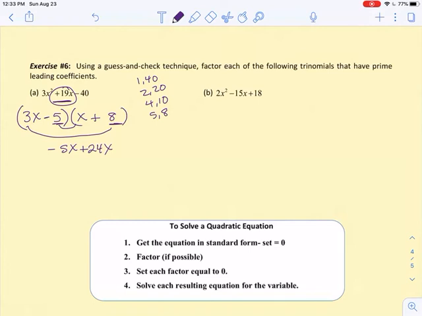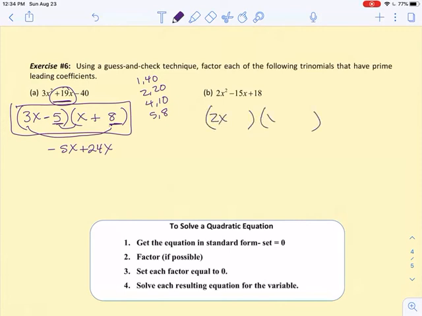So it's super important when you have a leading coefficient that whatever number you put in this second position is actually multiplied by that coefficient in front. So you have to be careful. But this is my answer right here. So you're really just using a guess and check to figure it out.